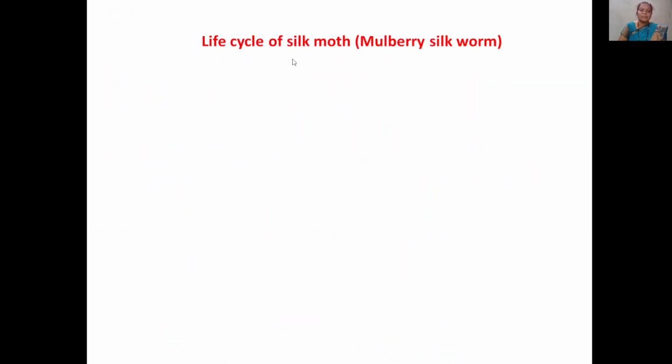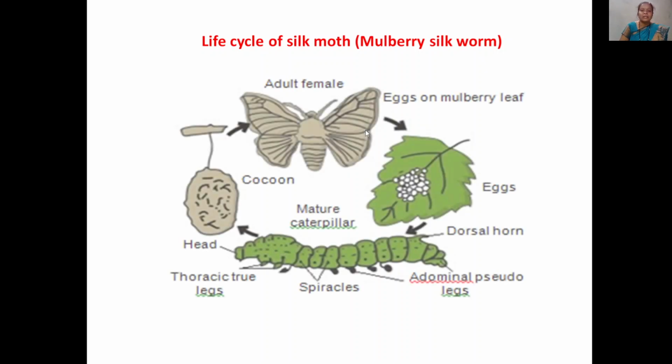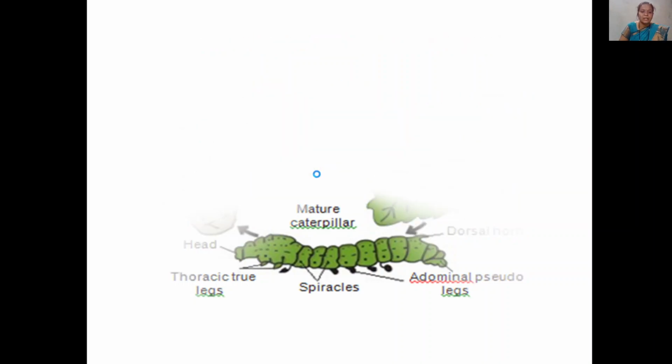Here we see the life cycle of the silk moth, that is the mulberry silkworm. In this life cycle, the adult female lays eggs on mulberry leaves, which are then transformed into a larva, that is the mature caterpillar, and then into cocoons, and after breaking the cocoons, the adults are produced. Go to next slide.